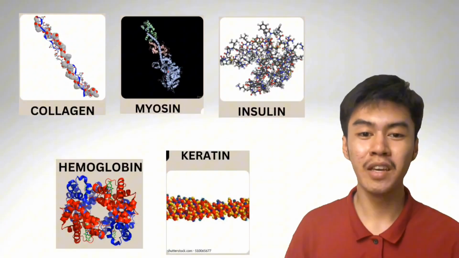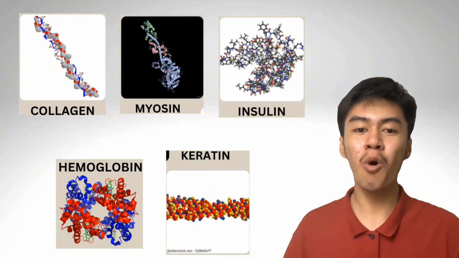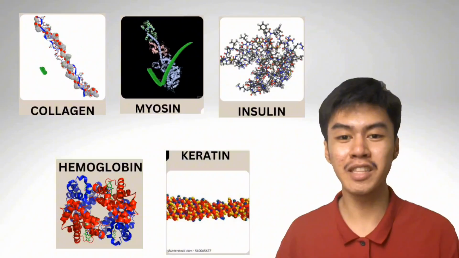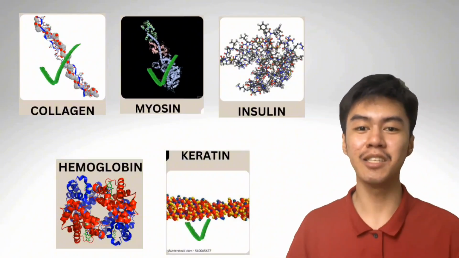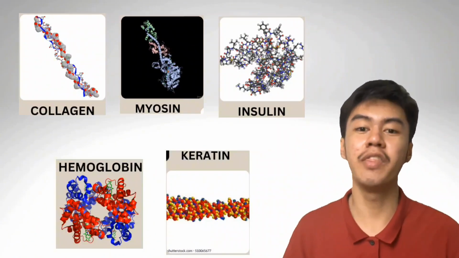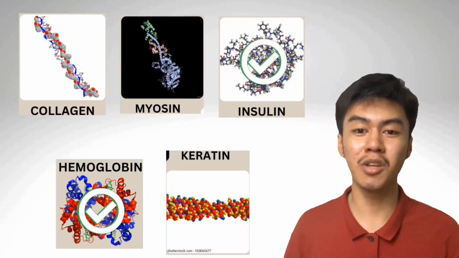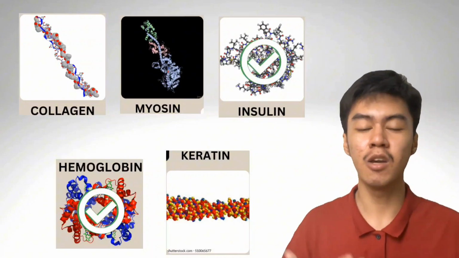So time's up. Here are the answers. Collagen, myosin, and keratin are all classified as fibrous proteins. On the other hand, hemoglobin and insulin are both classified as globular proteins. If you're able to guess that right, please give yourself 3 big claps.